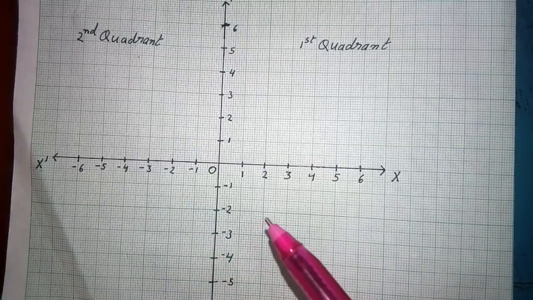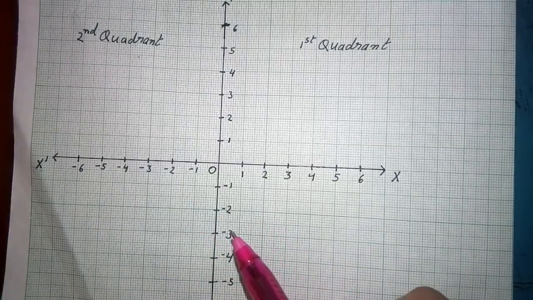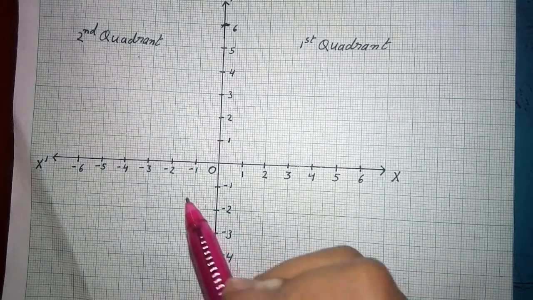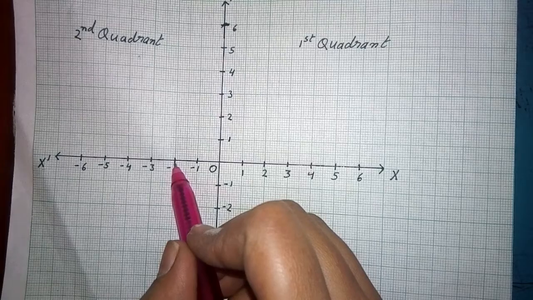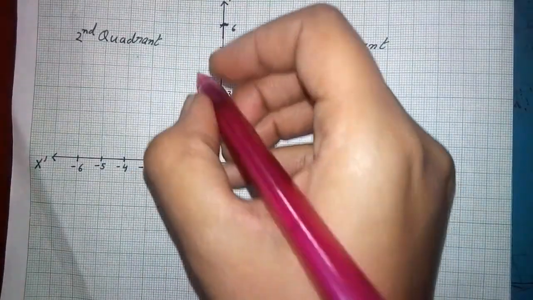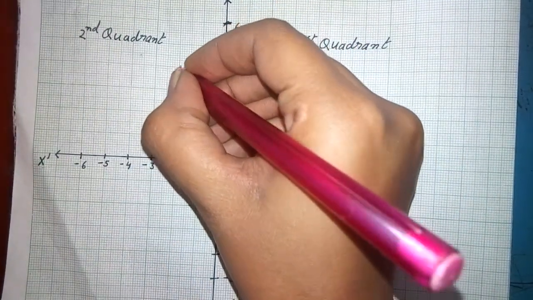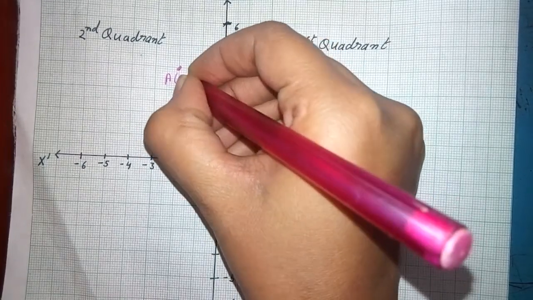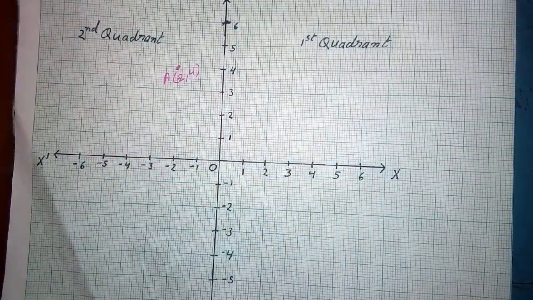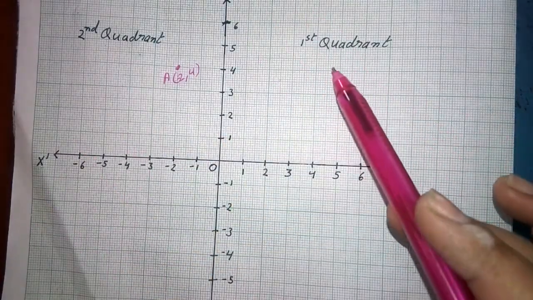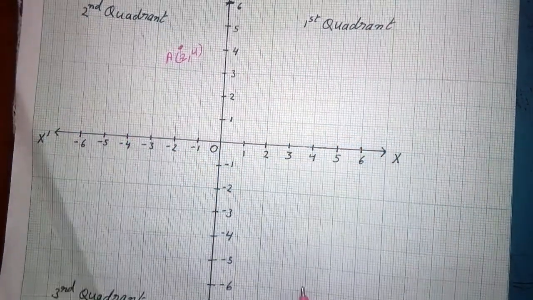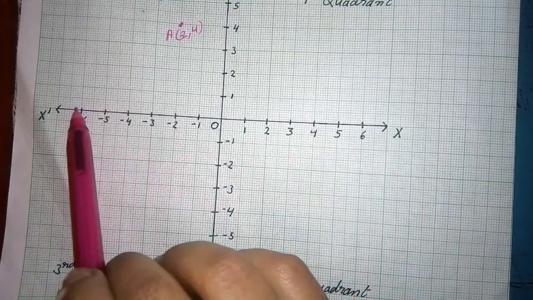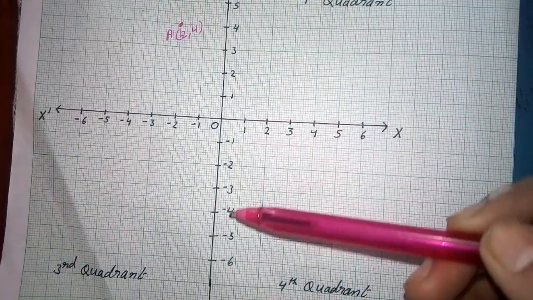Okay, the first coordinate given is (-2, 4). So -2 is the abscissa and 4 is the ordinate. We'll name this point A. This is the Cartesian plane: the first quadrant, second quadrant, this is the third, and this one is the fourth quadrant. This is the x-axis and this is the y-axis.